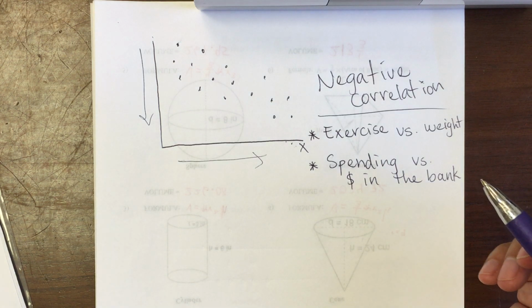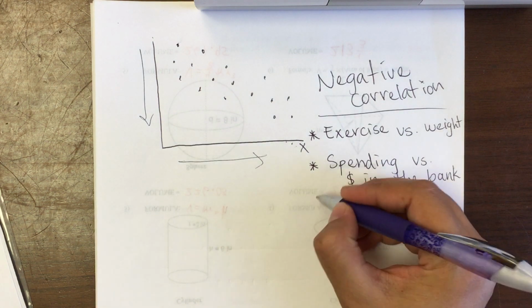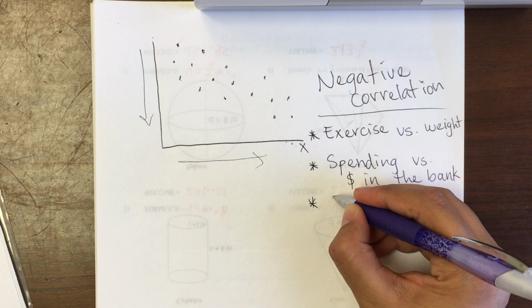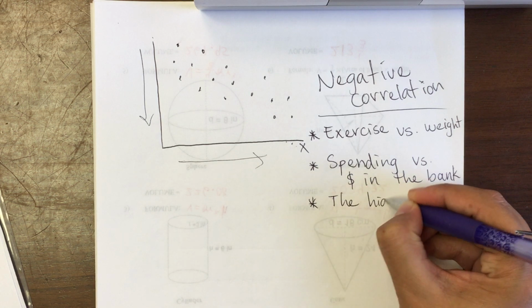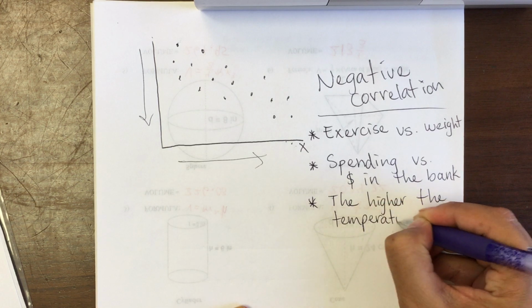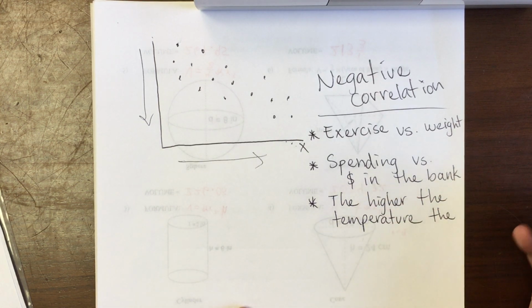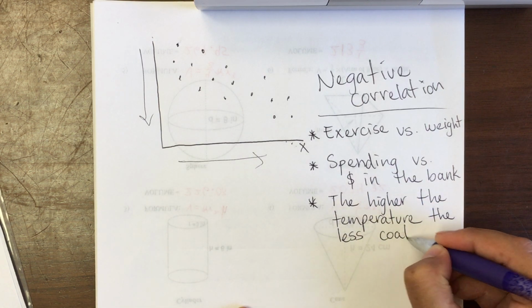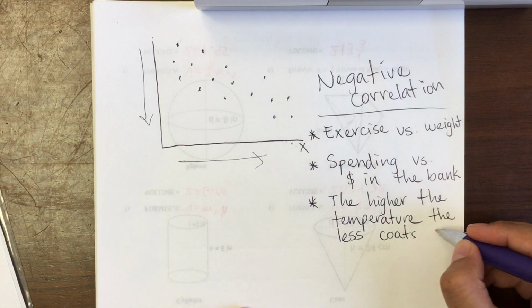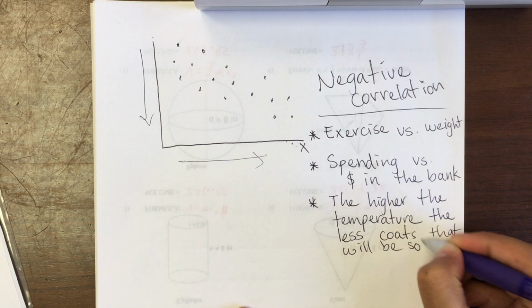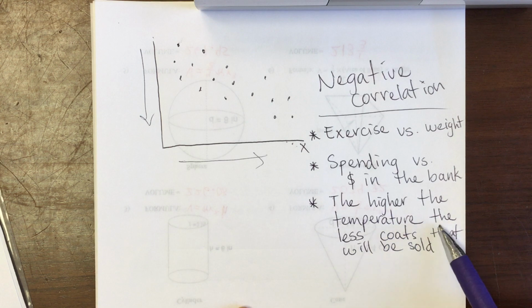And let me see. One was that the higher the temperature, the fewer coats will be sold. Okay, the higher the temperature, the fewer coats there will be.